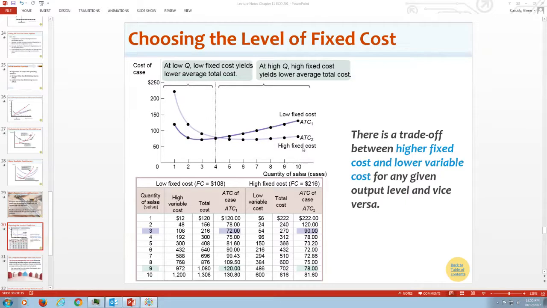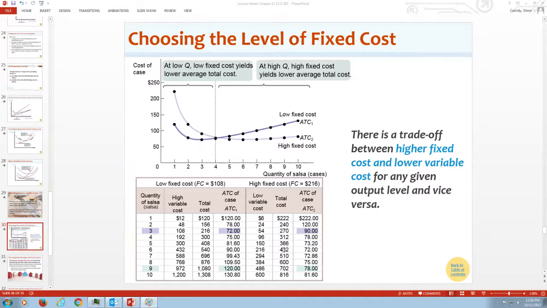That's a bigger store, so she's got bigger rent she has to pay. So if she's only producing a few cases per month, the small store is better because her average total cost is smaller. But once she gets past 4 cases, then her cost is lower per case if she goes with the bigger store, the higher fixed cost. And so this will be important now to think about what is the optimal facility size. Knowing what the volume is that you'll be producing, should you invest in the small facility or the large facility?